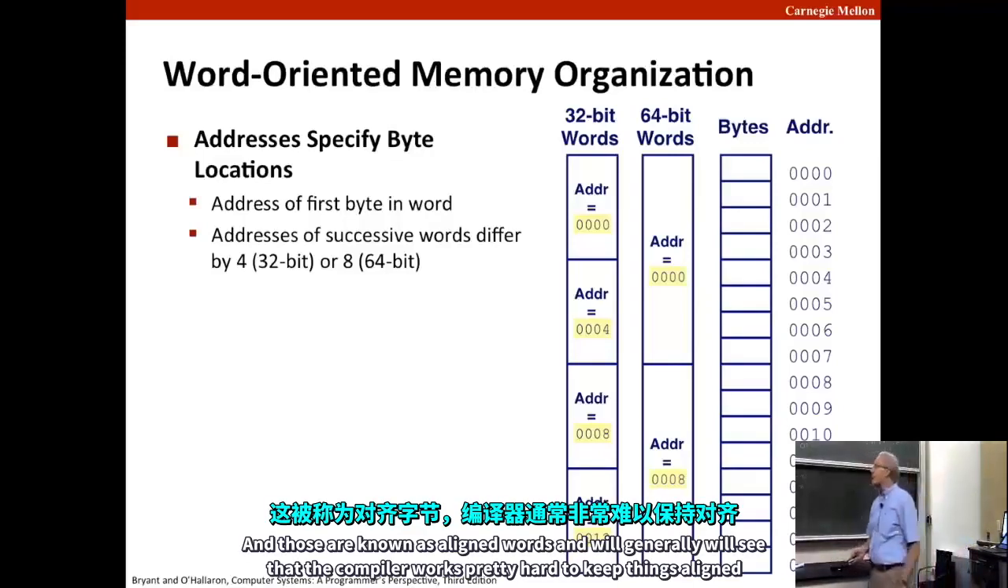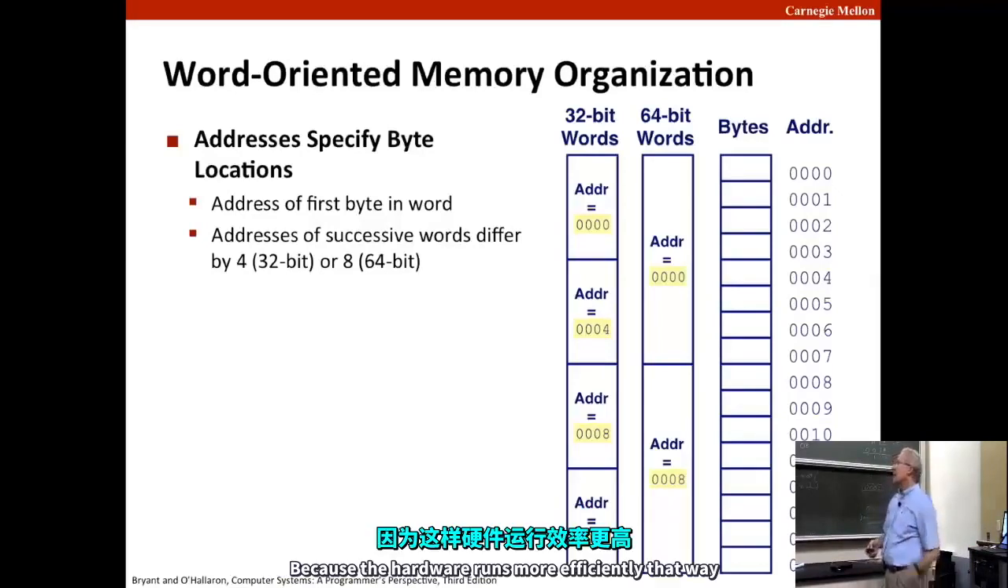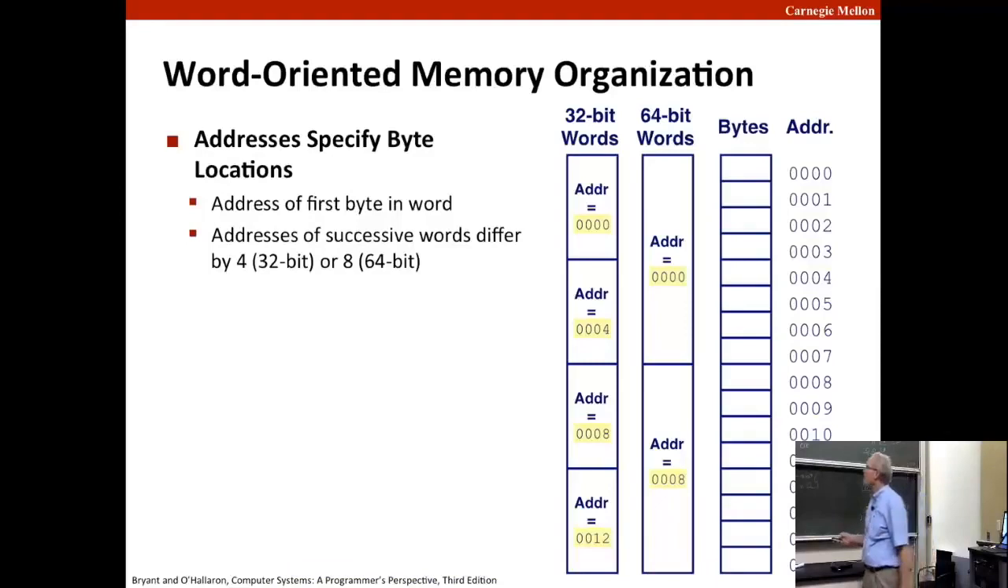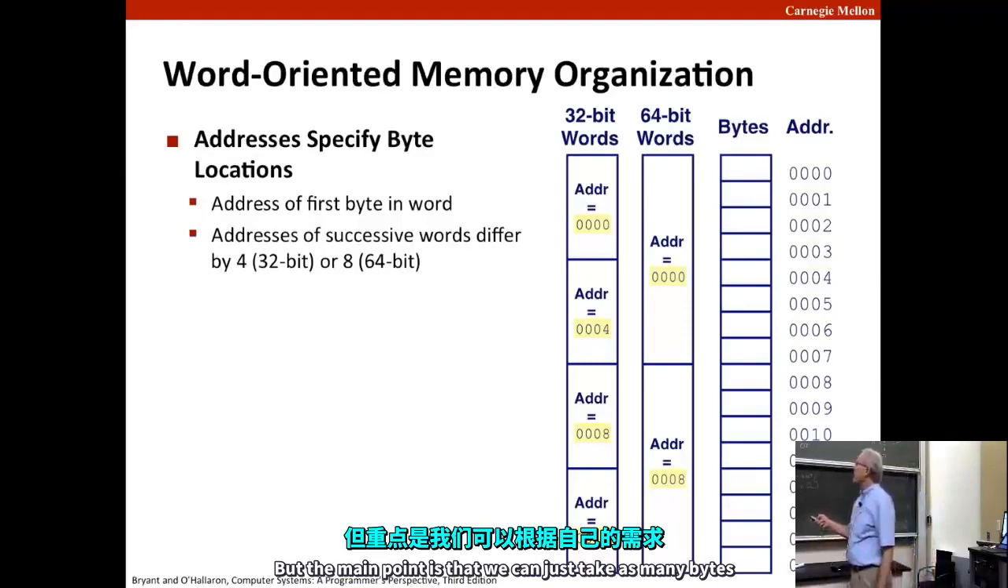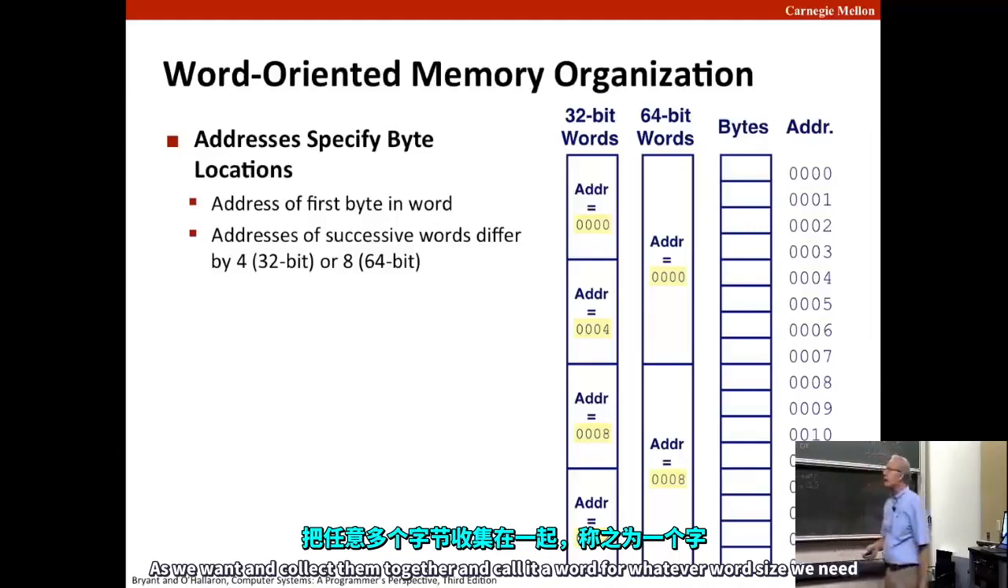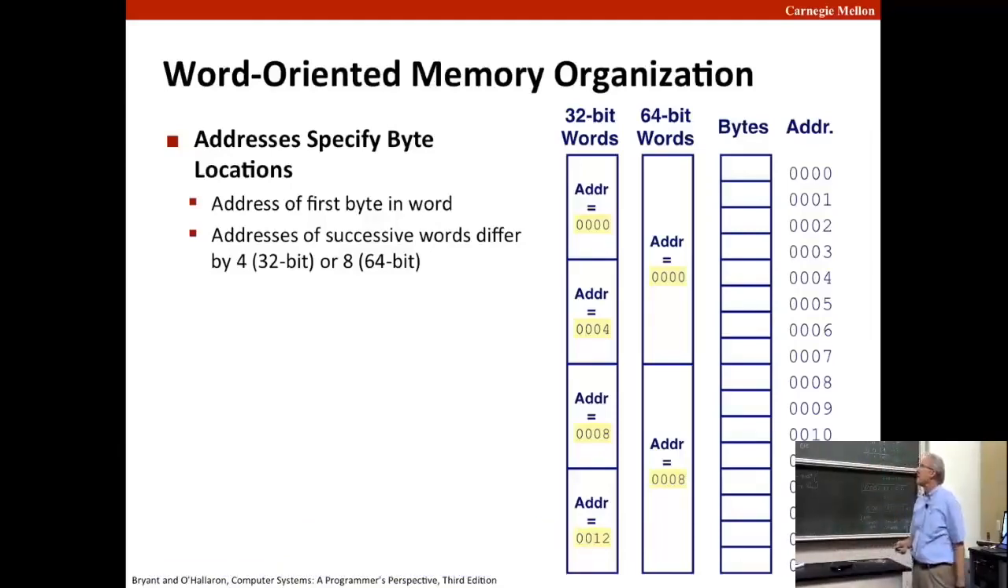And we'll see that the compiler works pretty hard to keep things aligned because the hardware runs more efficiently that way. But the main point is that we can just take as many bytes as we want and collect them together and call it a word for whatever word size we need.